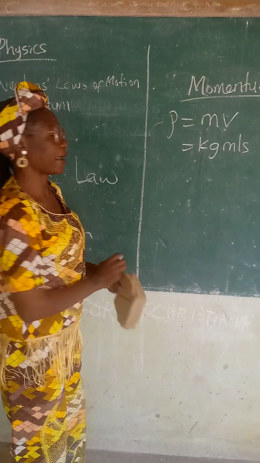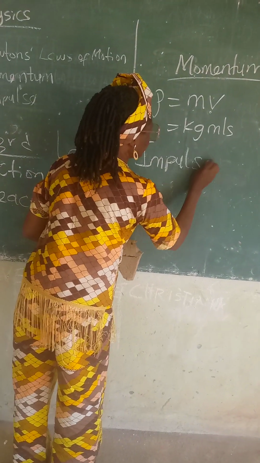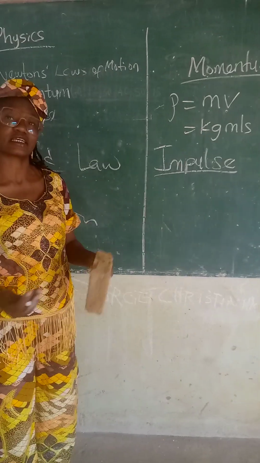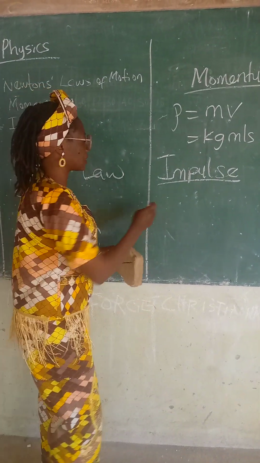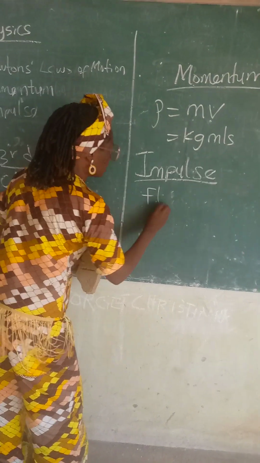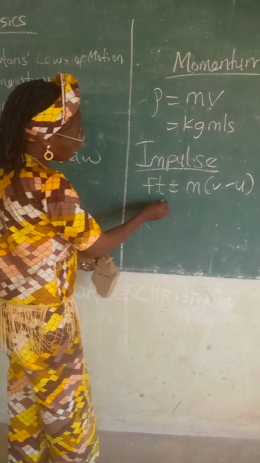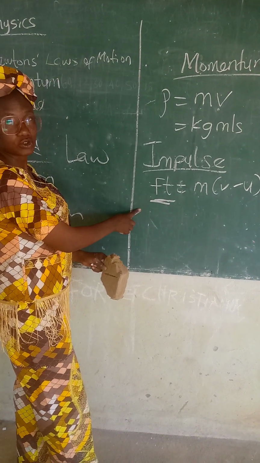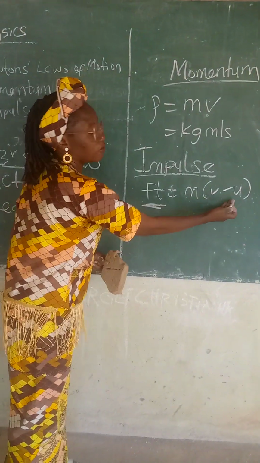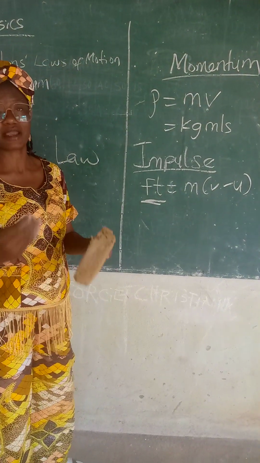Now impulse. What is impulse? Impulse is simply the product of force and time. The product of force and time. So from what we derived earlier, we have Ft is equal to what? m(v minus u). This all together is what we call impulse. So you can define impulse as the change in momentum, mv minus mu.